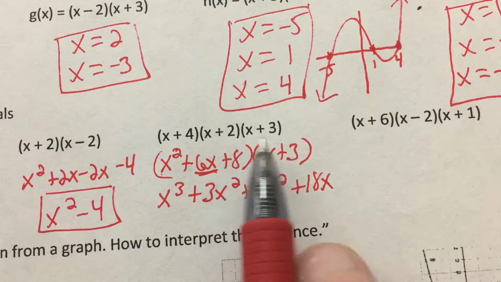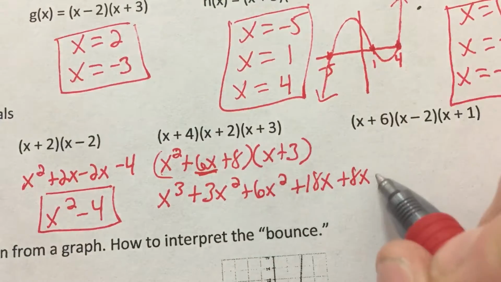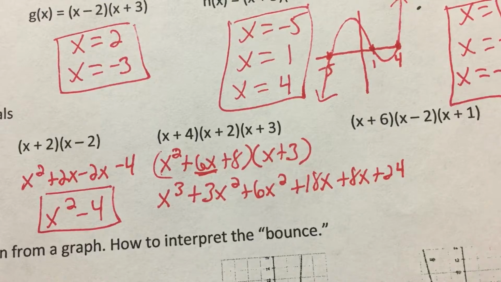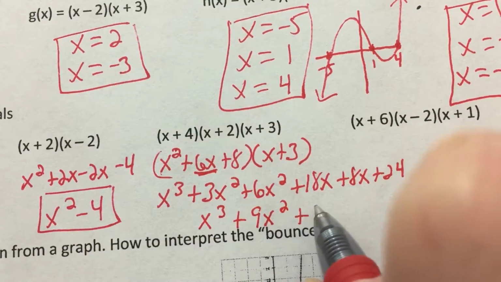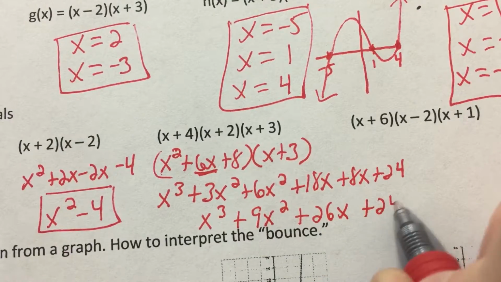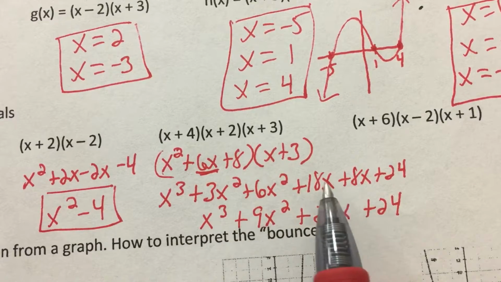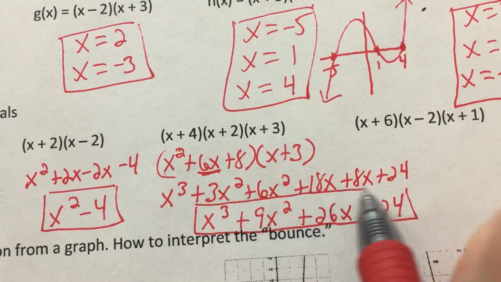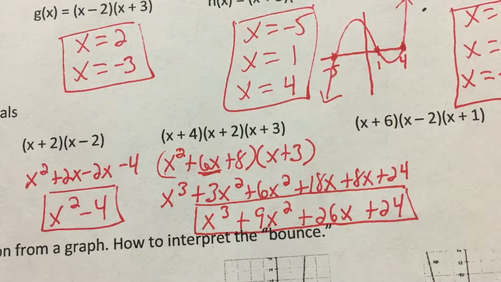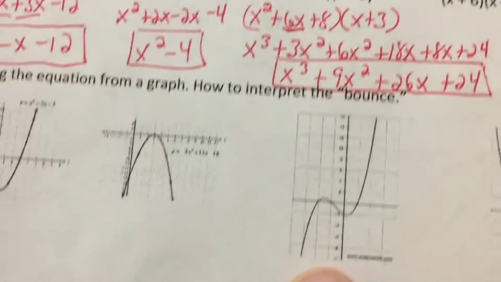Finally, positive 8 is going to have to go into the parentheses. 8 times x is a positive 8x, and 8 times 3 is a positive 24. We end up with x to the third plus 9x squared plus 26x plus 24 after we combine like terms. See, these two make 9, these two make the 26 because they're like terms. There we have it. All right. I'm going to skip this one and let you try it on your own. If you struggle with it, just try asking in class and maybe I'll go through it with you there, okay?